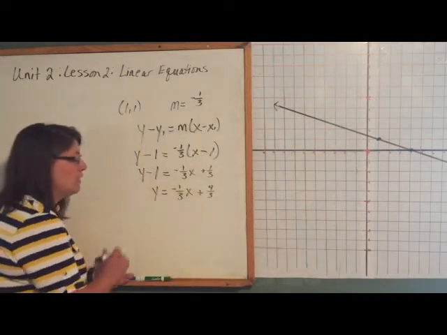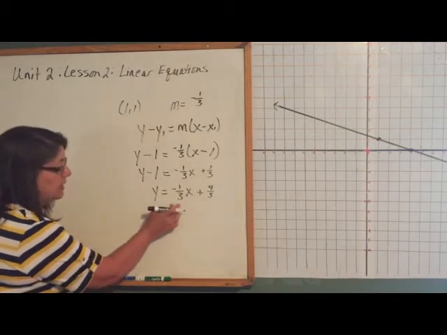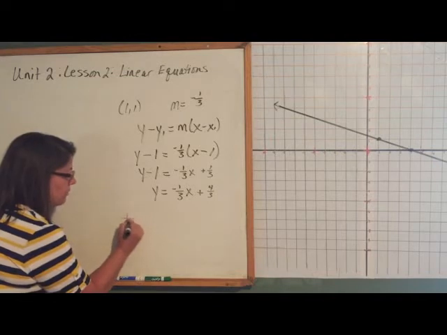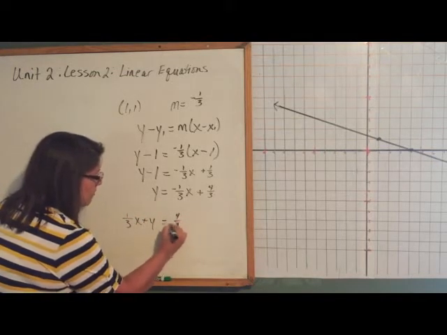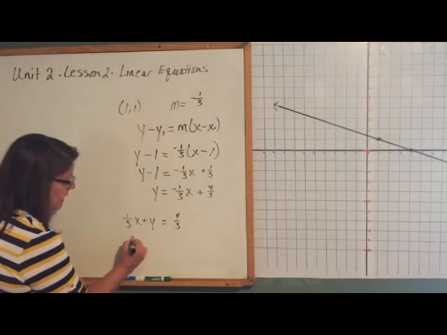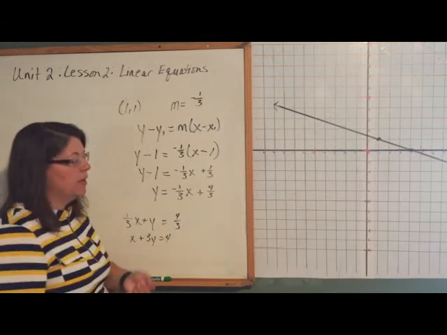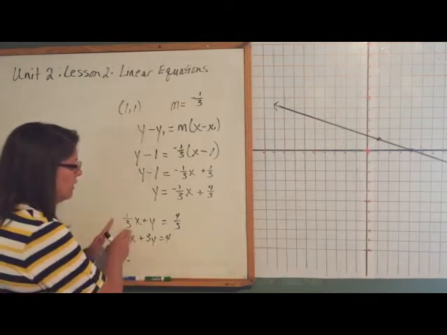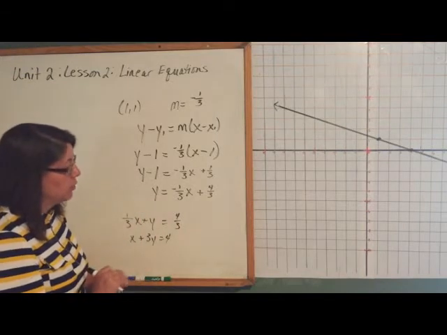Now, I could also convert this to standard form if I wanted to by taking the negative 1/3 x to the other side and then multiplying everything by 3. So I would have x plus 3y equals 4 for my standard form. But honestly, in Algebra 2, we really don't do this much. I probably won't do any more of those at this point.